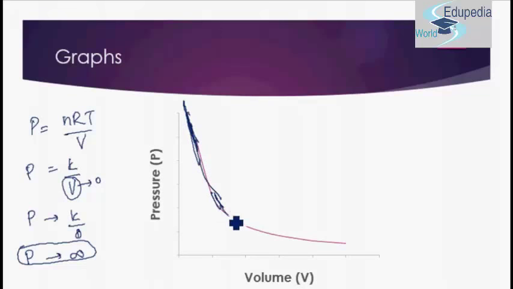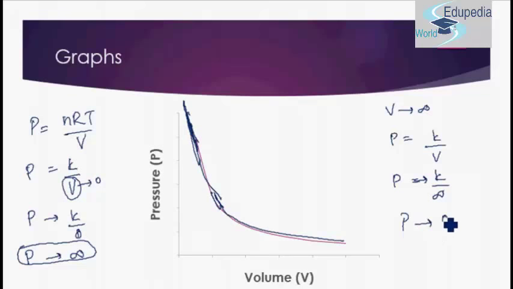Now what if volume tends to very very high value, that is if V tends to infinity, then pressure is equal to K by V, which becomes that pressure tends to K by infinity. So this means, what is 1 by infinity? Infinity is a very very high value. So that means P tends to 0. 1 by very high value, P tends to very very low values. So as volume goes to very high values, pressure keeps on decreasing, but never actually intersects the x-axis.